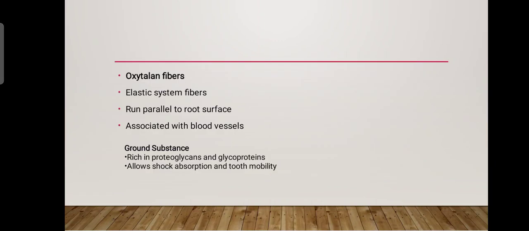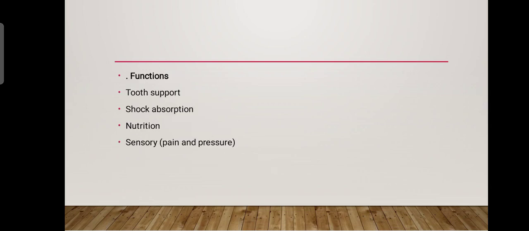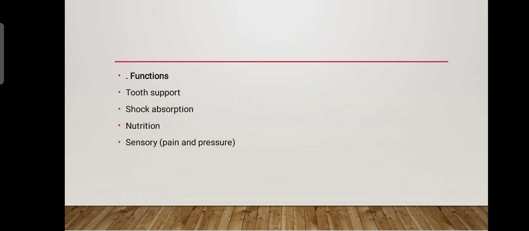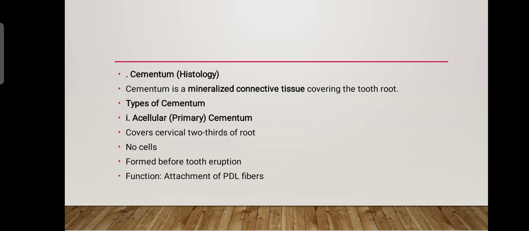Next is oxytalan fiber. Elastic system fibers run parallel to root surfaces and they are associated with blood vessels. Ground substance is rich in proteoglycans and glycoproteins. It allows shock absorption and tooth mobility. The function of ground substance is to support shock absorption, nutrition, sensory pain, pressure.